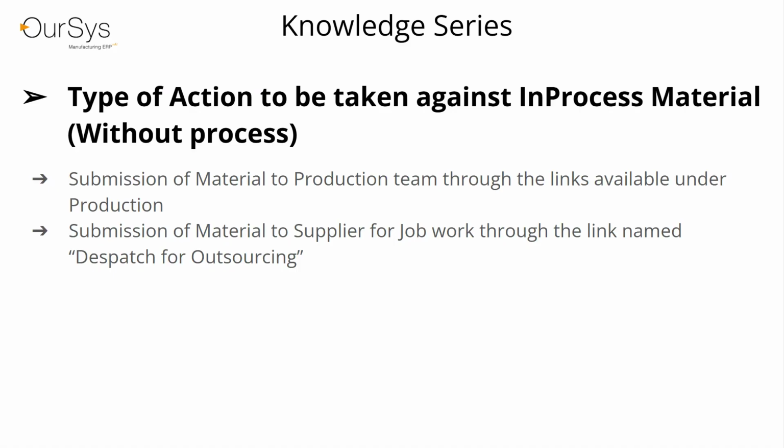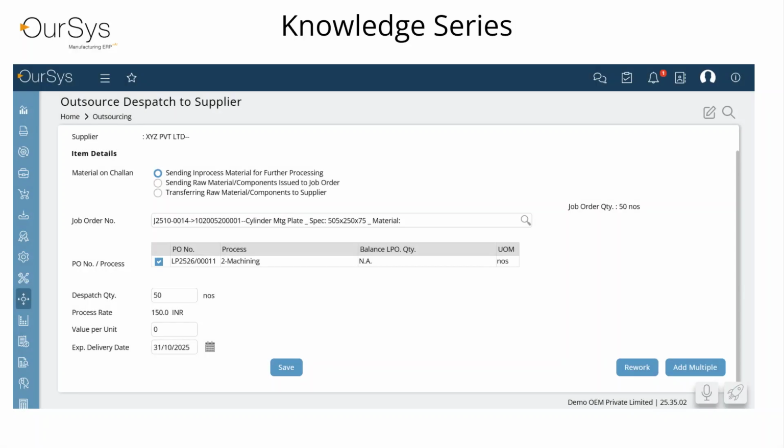Now if your material got returned to your premises without any process being done, then there could be two scenarios: you can submit your material to your production team for in-house production, or you can send it back to your new vendor or the old one for job work. So let's see in detail how it's going to work.